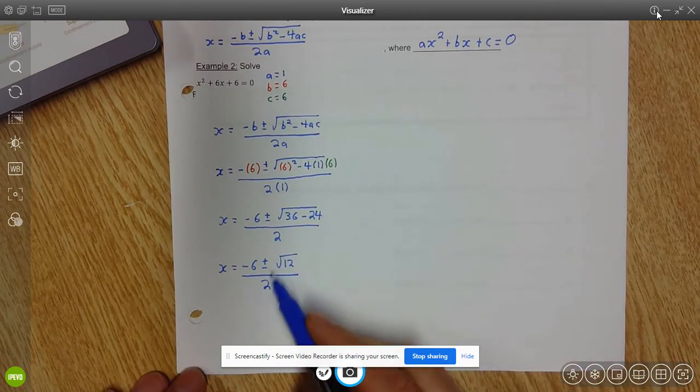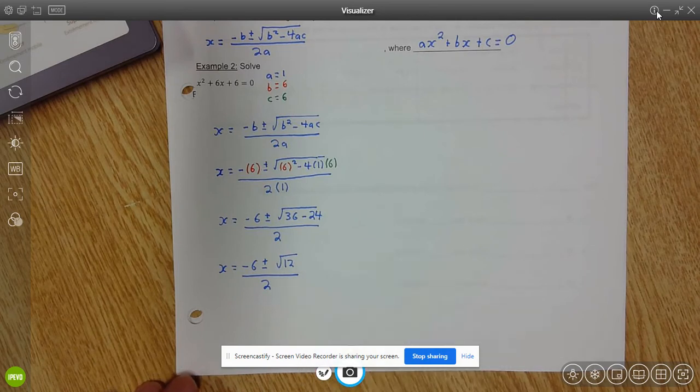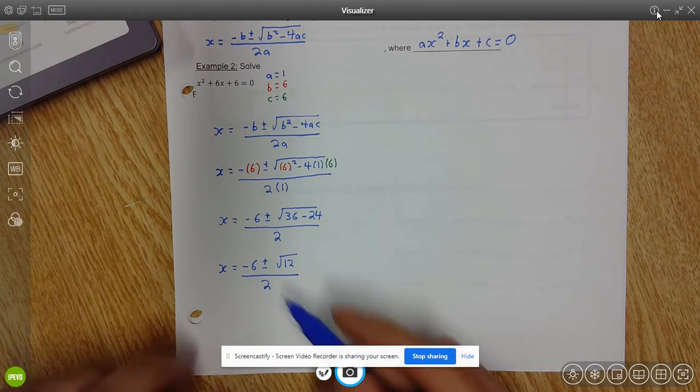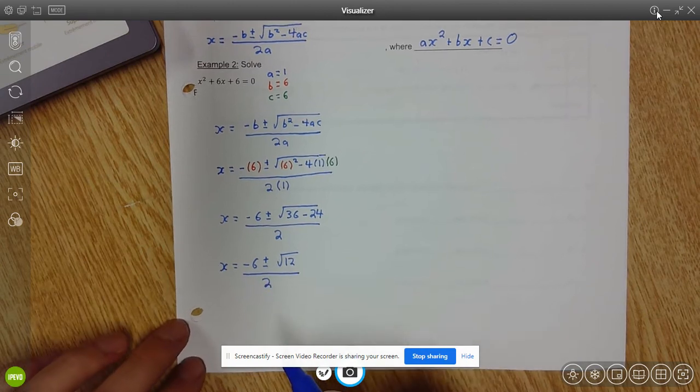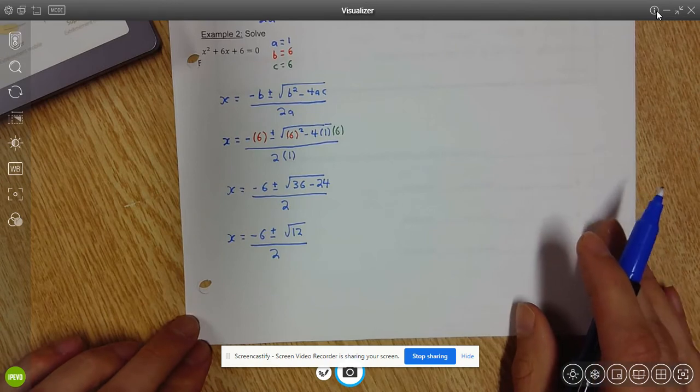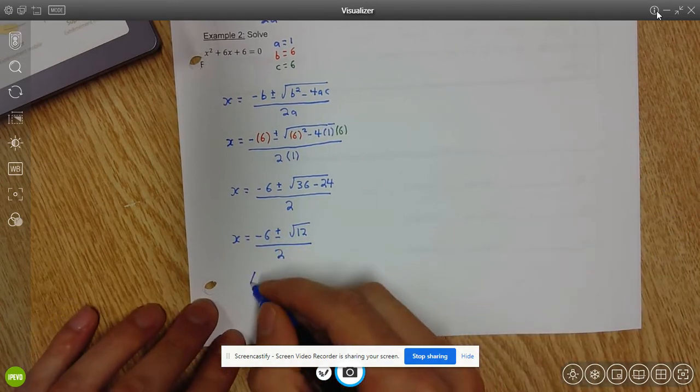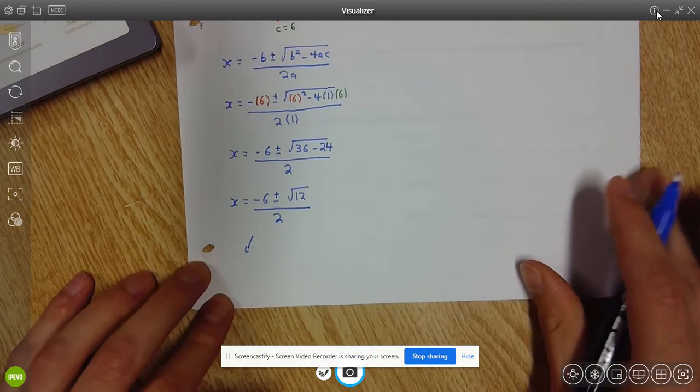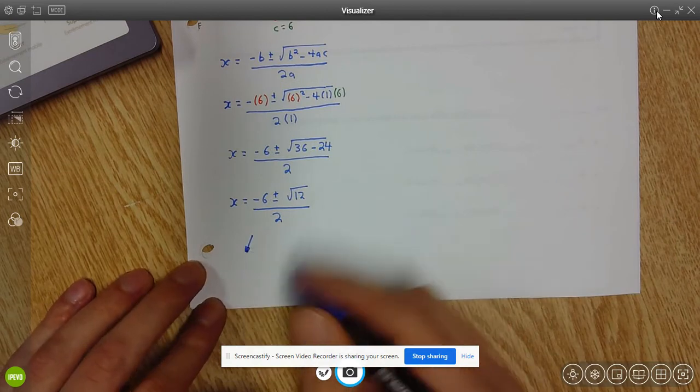Now here's where it gets a little bit interesting. What does this plus or minus mean? The thinking here is that, just like when I factored, I could find 2 possible values for x. The plus or minus is what gives me 2 possible values for x. So I'm going to keep going.